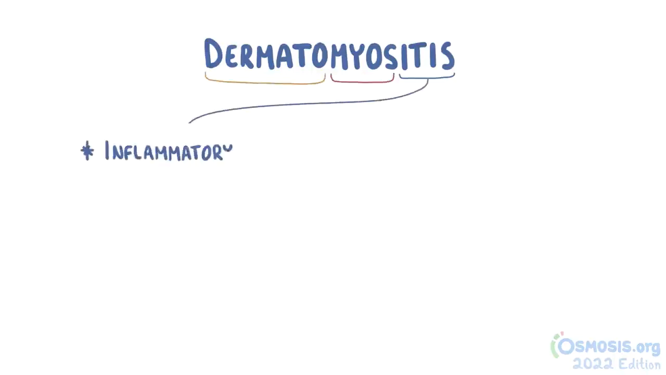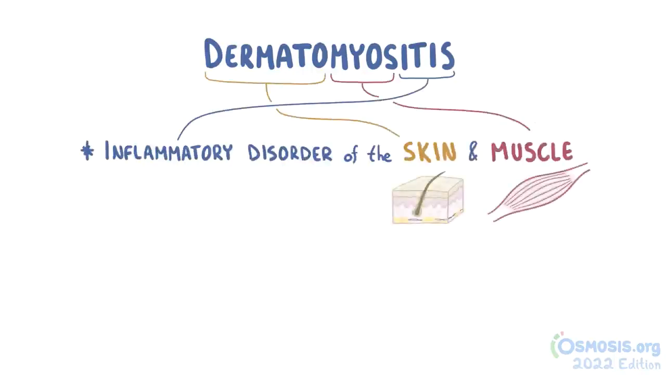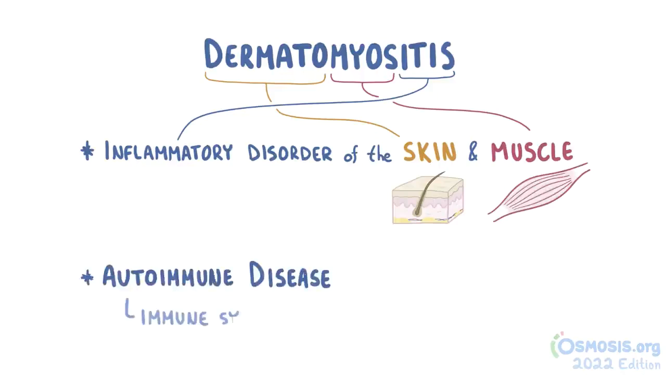In dermatomyositis, itis refers to inflammation. Myos refers to the muscles, and dermato refers to the skin. So dermatomyositis is an inflammatory disorder which involves both the skin and the muscles. Dermatomyositis is considered to be an autoimmune disease, meaning that the immune system has gone rogue and started attacking its own muscles and skin.